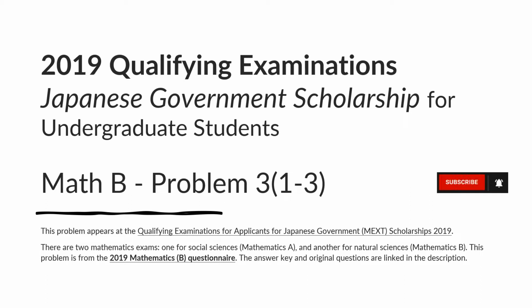This problem appears at the qualifying examinations for applicants for Japanese government MEXT scholarships 2019. There are two mathematics exams, one for social sciences, Mathematics A, and another for natural sciences, Mathematics B. This problem is from the 2019 Mathematics B questionnaire. The answer key and the original questions are linked in the description.